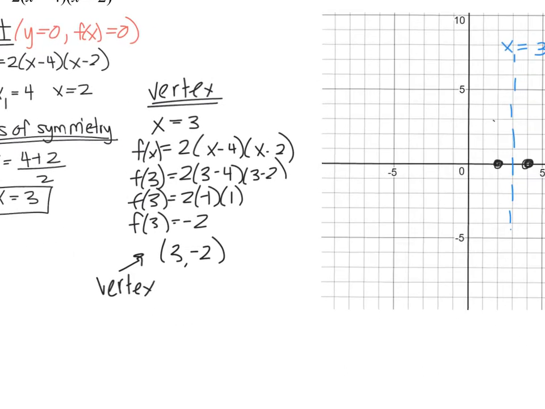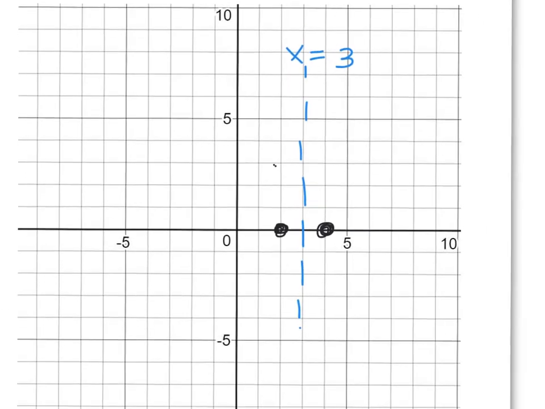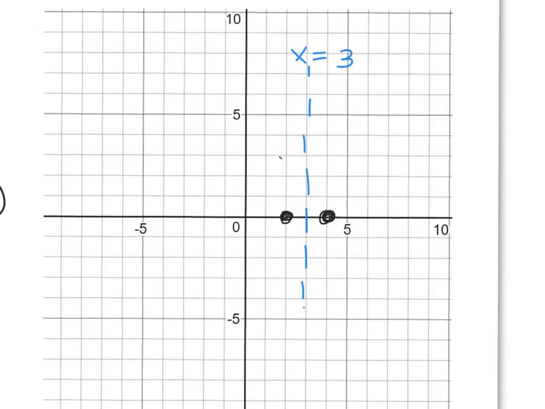If I were to sketch it, this is what it would look like. 3, negative 2. So we've got 3, negative 2 is right there. And this makes sense when we connect it because we knew that this parabola was going to open up, and it does. So does this parabola have a maximum or a minimum value? Because it opens up, it has a minimum value. So what is the minimum value? It's going to be negative 2.